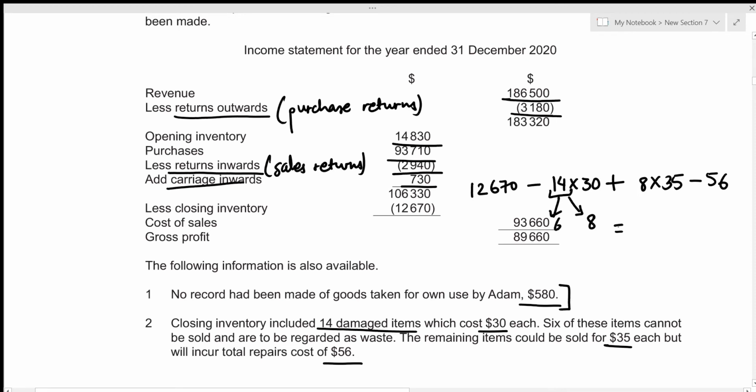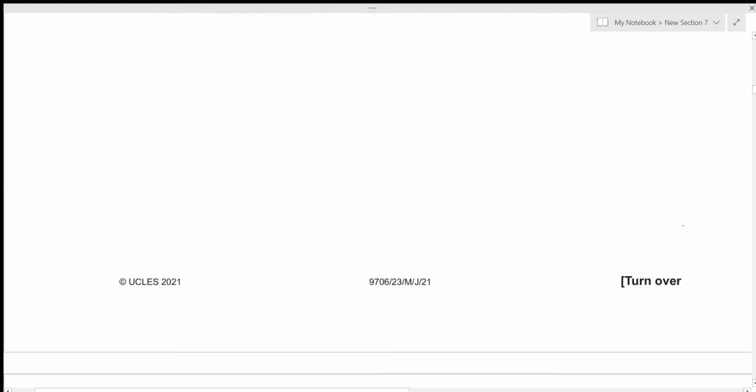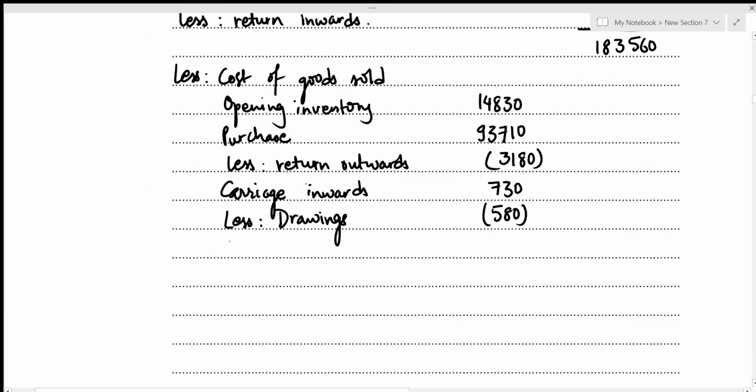So that's just 12,670 minus 14 times 30 plus 8 times 35 minus 56, which gives us the value for the closing inventory to be 12,474. Let's substitute this value into the cost of goods sold section. So we always know that the cost of goods sold, we subtract closing inventory value. And we calculated the value to be 12,474. Alright, this concludes the cost of goods sold.